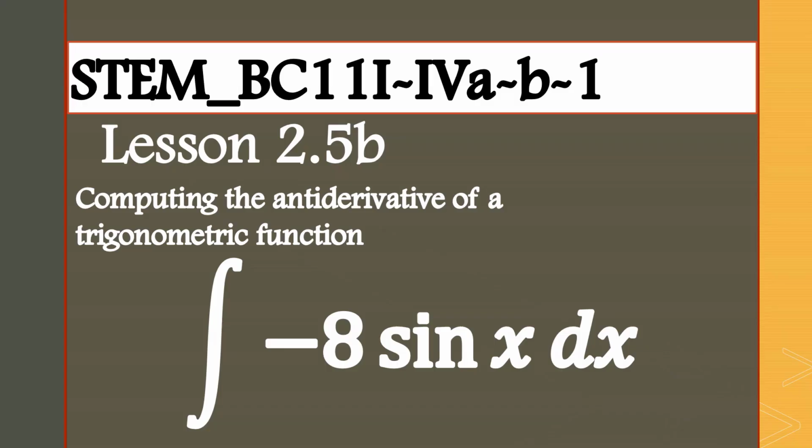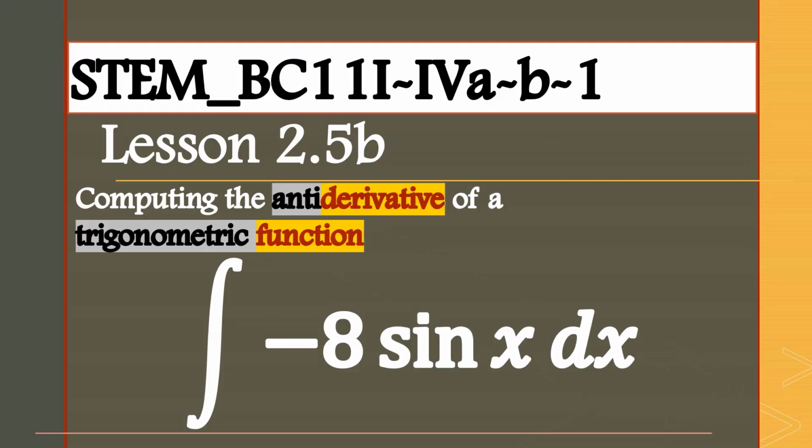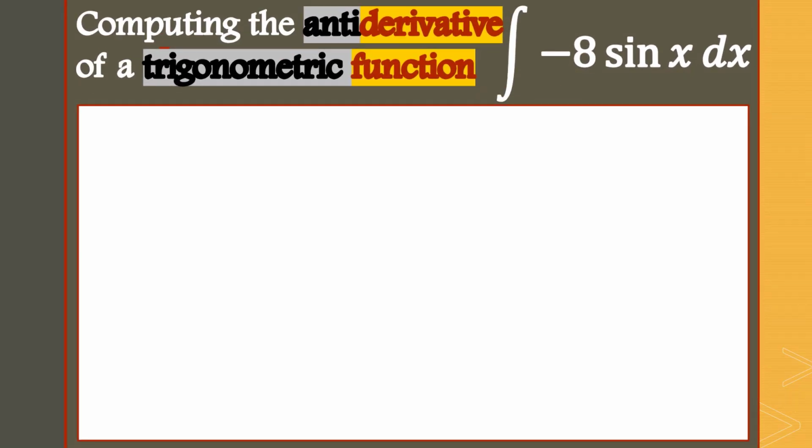Let's compute the antiderivative of this given trigonometric function. This time we're given another trigonometric function, specifically the integral of negative 8 sine x dx. So we are to solve for the antiderivative of this, or of course the integral of this given function. Let's not forget that we also have other situations and processes if this angle has a different form or is another function aside from x. So we'll have that later on. But generally, for this specific concept, we have sine x.